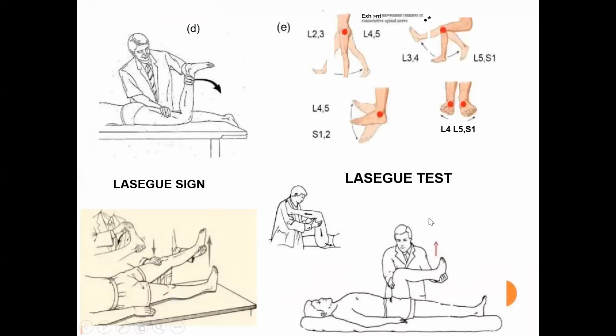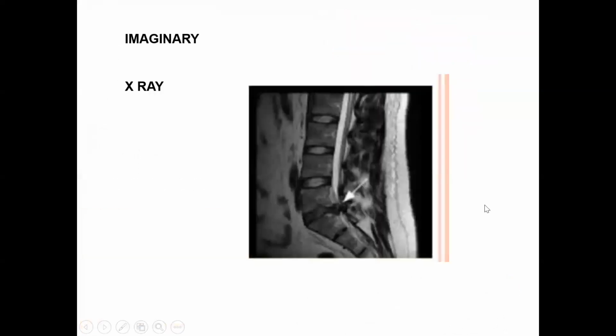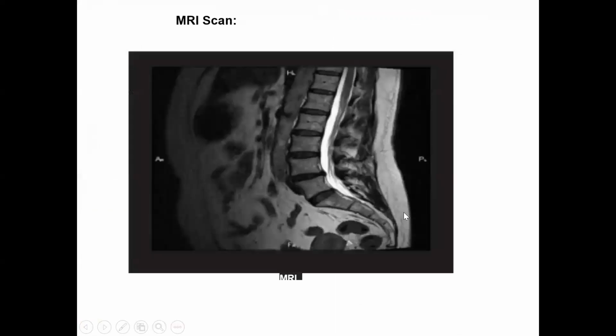This is Lasegue test. It's also known as straight leg raise test. That is SLR. Here you can see the X-ray of an intervertebral disc bulge. Here this is bulging of disc. This is the MRI scan of PIVD patient.